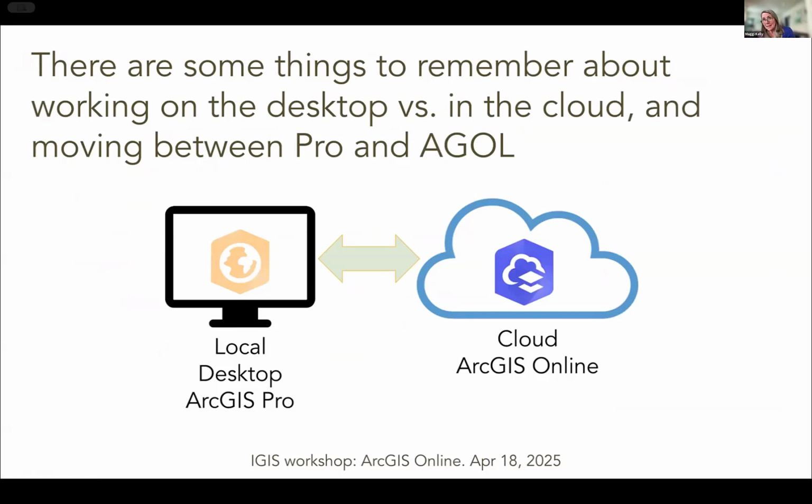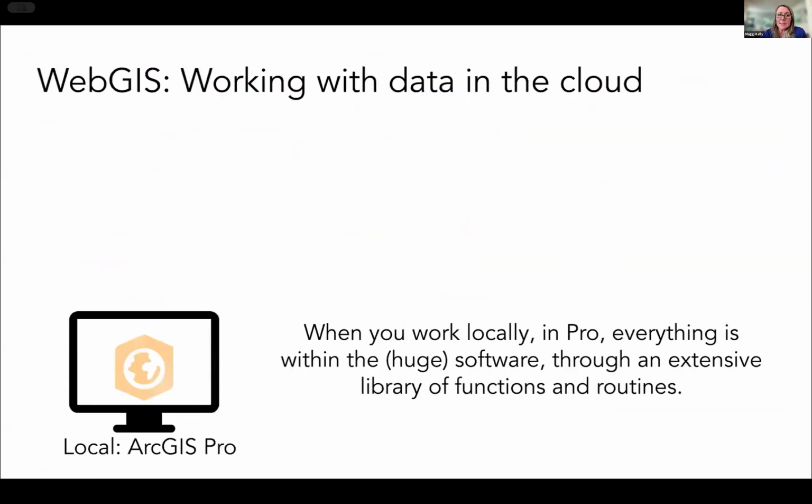We're going to stick in the cloud today, but I want to tell you about this just because it's important to kind of understand about these things. The first thing is, back in the day when you were working locally with Pro, everything was installed in this giant software. And this giant software package had all these libraries of different functions and routines. I want to do cost allocation. There was a way to do that in Pro, but it was all installed locally.